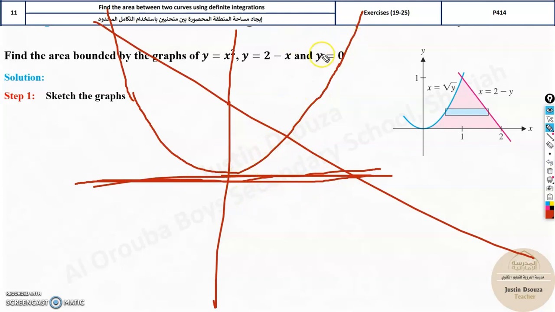Find the area from y equals 0. That means this would be the region, right? This is the enclosed region, not this one, because all the three must be considered. So over here, this is the region that will be formed. Okay, that is the basic understanding. Now you can see over here, it is just like that, x squared. This is the 2 minus x and y is equal to 0.